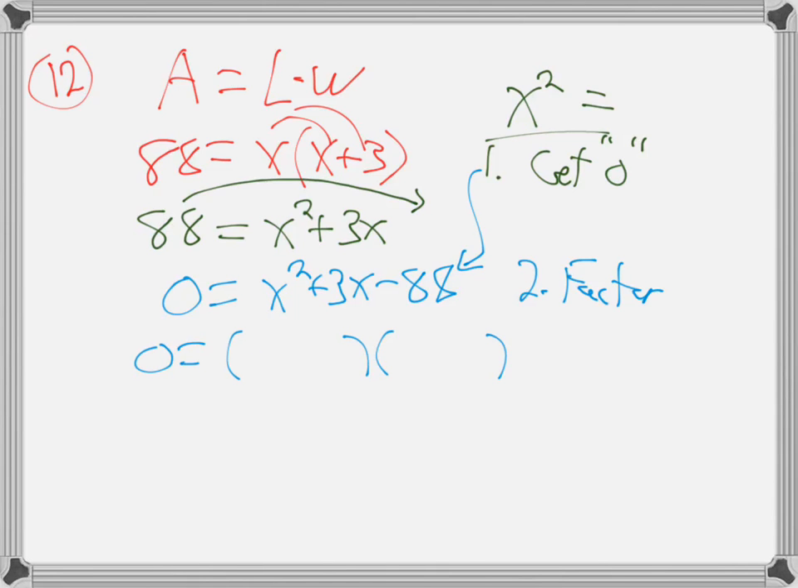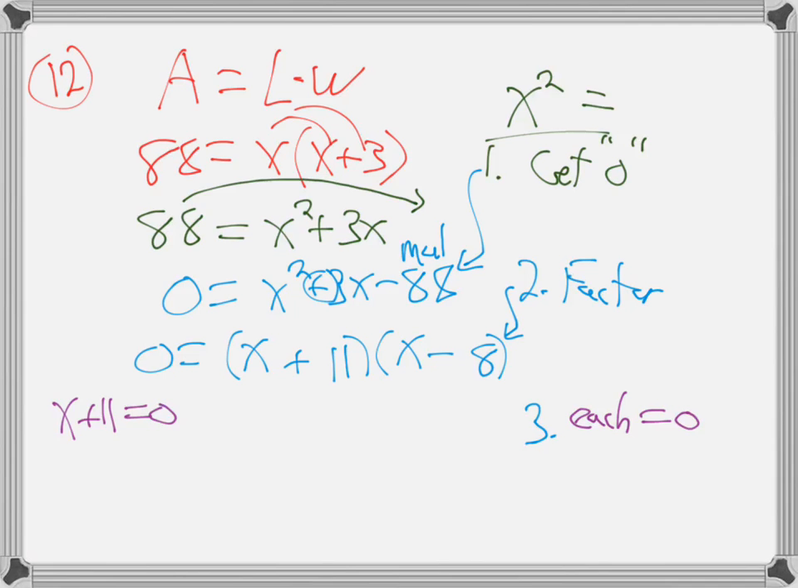So you know how to factor. You guys are pros at factoring now. What two numbers multiply to be 88? What times what's 88? 11 and 8. Sign in the middle? On the bigger. Okay, plus 11 minus 8 is plus 3. That's step 2, factor. Step 3, each one equals 0, huh? They each get their own 0, so I get x plus 11 is 0, or x minus 8 is 0.